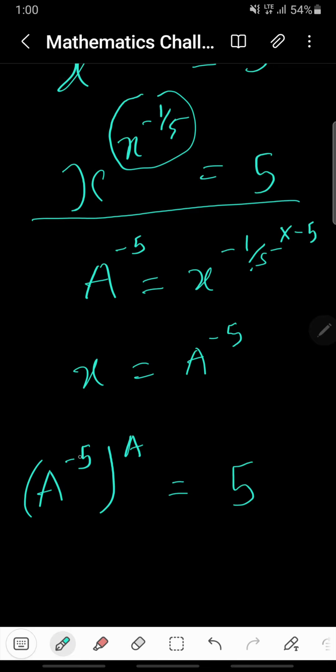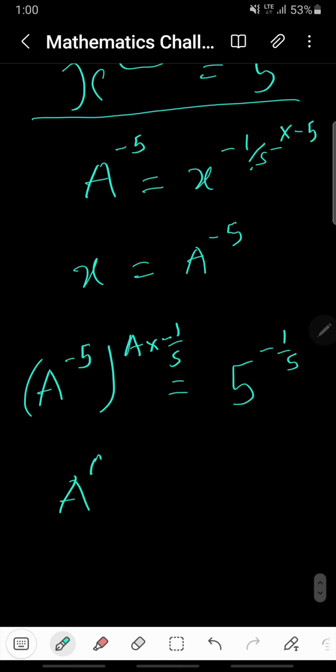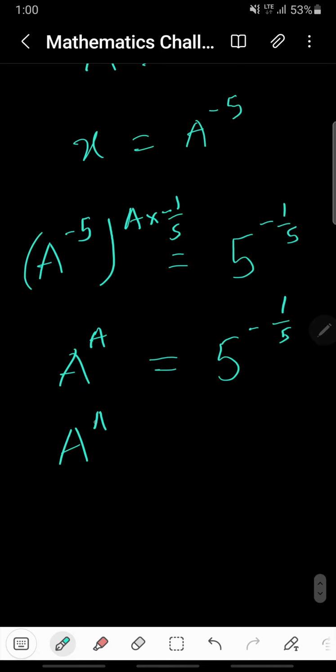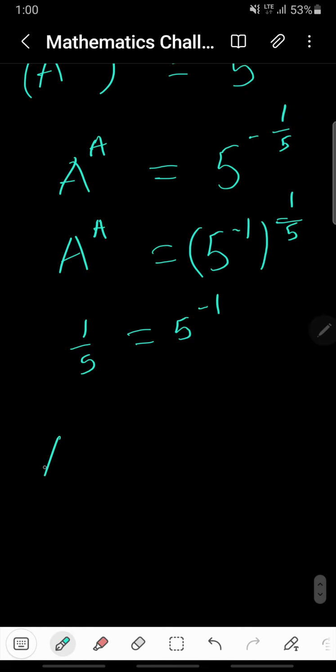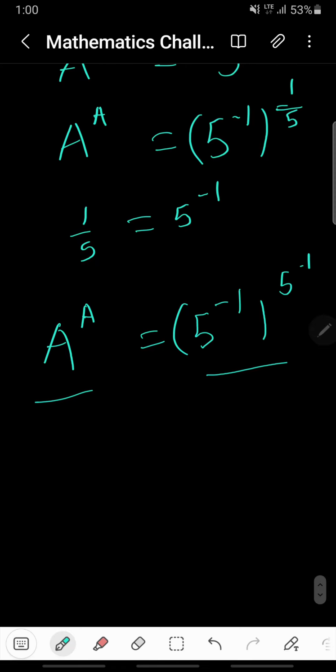So let me transfer this minus 5 to the other side by multiplying it by the inverse of that, and eventually I have a to the power of a here to be 5 to the power of minus 1 over 5. Now, from here, a to the power of a is the same thing as 5 to the power of minus 1 times 1 over 5 that I have here. And remember, 1 over 5 itself is the same thing as 5 to the power of minus 1. So a to the power of a is the same thing as 5 to the power of minus 1 raised to the power of 5 to the power of minus 1. So if we compare these two sides, we can see that our a is the same thing as 5 to the power of minus 1.